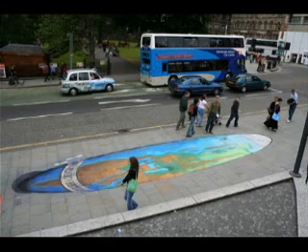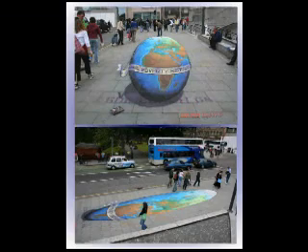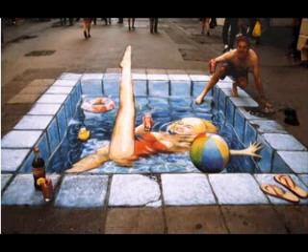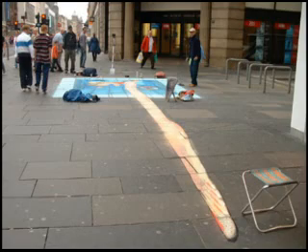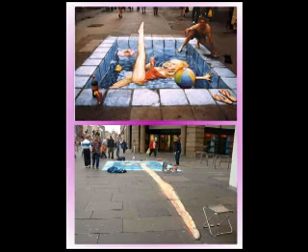For 3D art, you would have to look at the chalk drawing from a certain angle. When looking at the intended viewpoint, you see a 3D picture, but when you look at it from any other angle, it looks distorted.